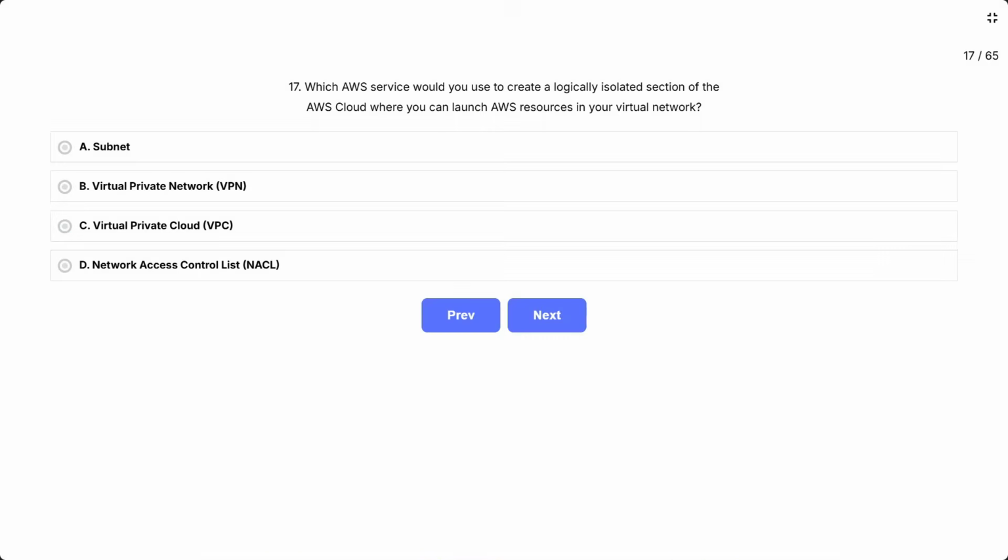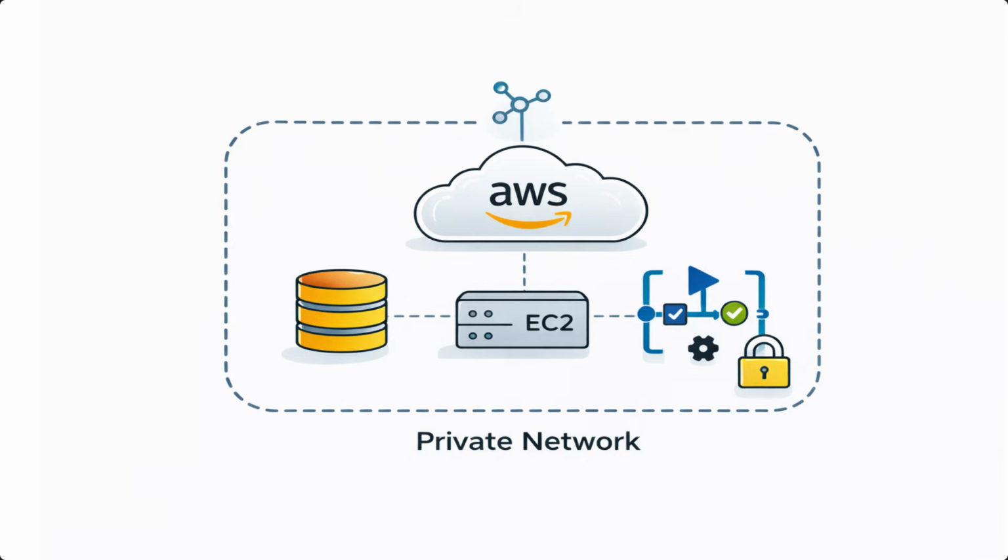Question 17. Which AWS service would you use to create a logically isolated section of the AWS cloud where you can launch AWS resources in your virtual network? The options are A, Subnet. B, Virtual Private Network, VPN. C, Virtual Private Cloud, VPC. D, Network Access Control List. This question is asking which AWS service creates your own private isolated network space in the AWS cloud where you control IP addresses, subnets, and routing.